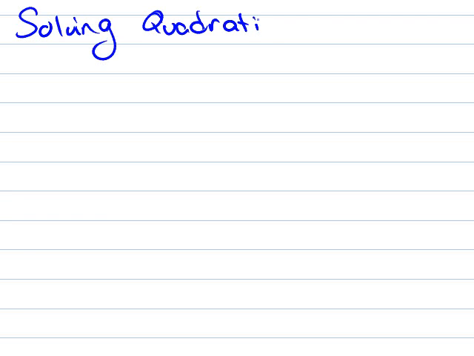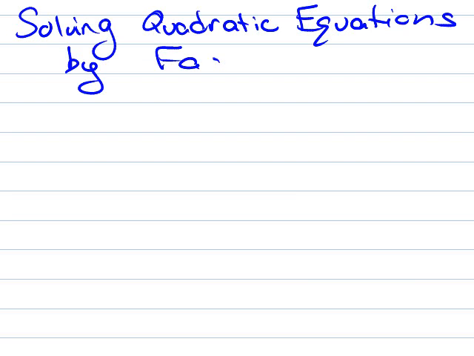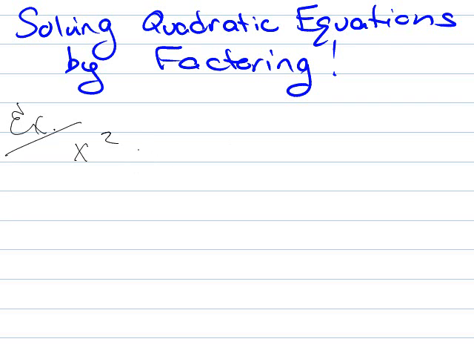Alright, so what we're going to do now is practice solving quadratic equations by factoring. And we're very excited about it. Alright, so say we're given something like this. Say we've got x squared minus 7x equals 10. Negative 10, we'll say that. x squared minus 7x equals negative 10.